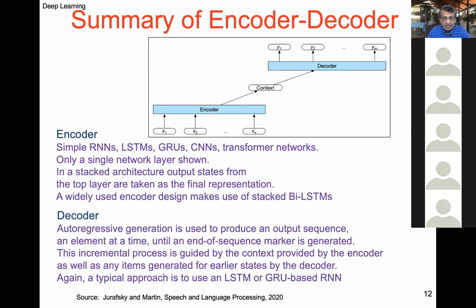A widely used encoder design makes use of stacked bi-LSTMs, so it could be LSTMs going both ways. And the decoder is autoregressive. We just saw what autoregressive is. That is, the previous output is consumed to generate the next output, one element at a time, until the end of sequence marker is generated. This incremental process is guided by the context provided by the encoder, as well as any items generated for earlier states by the decoder. Again, a typical approach is to use LSTM or GRU-based RNNs. So this is the summary of the encoder-decoder model.